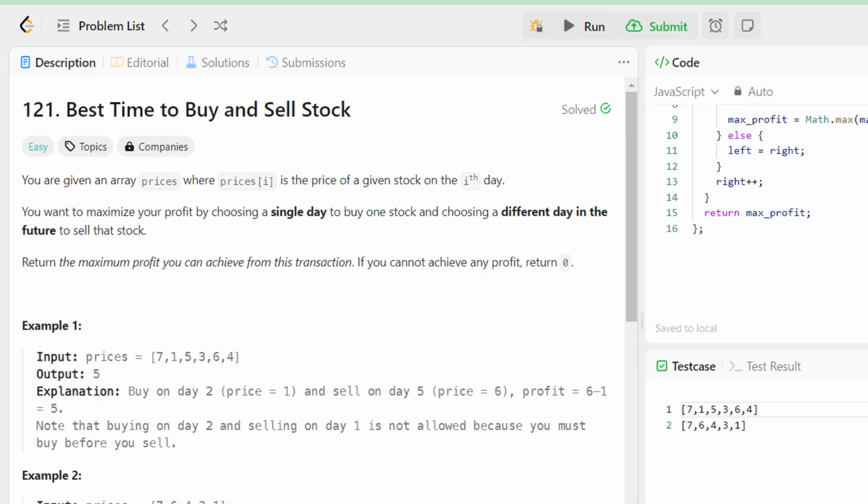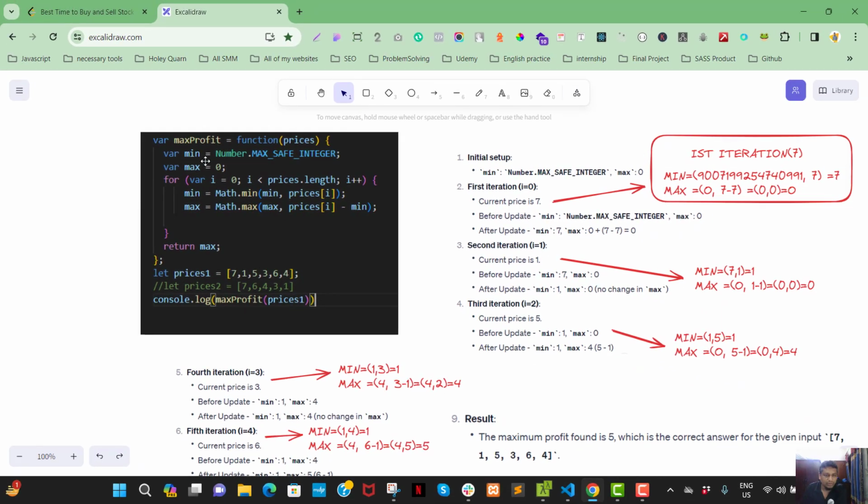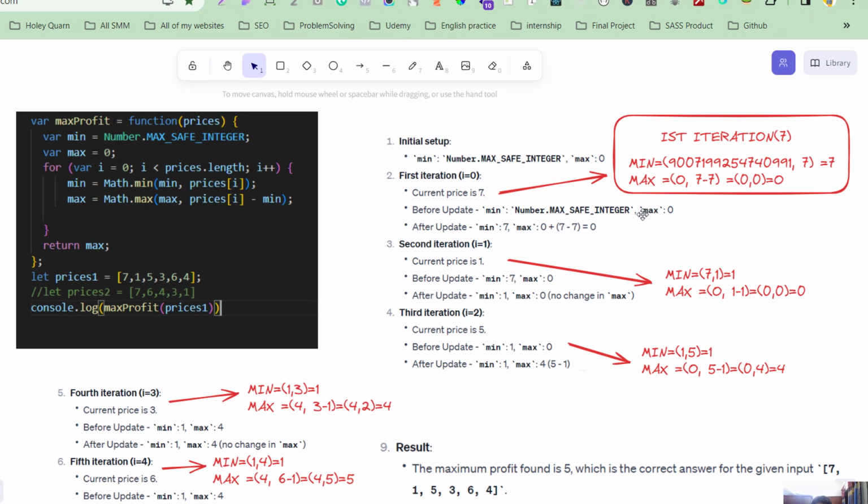Okay, so let's explain the details. This is the code. Here we are declaring two variables, minimum and maximum. For minimum, we are taking a huge number, Number.MAX_SAFE_INTEGER. It is giving a huge number for safety purposes. You can search for max safe integer in JavaScript and learn more detail about that.